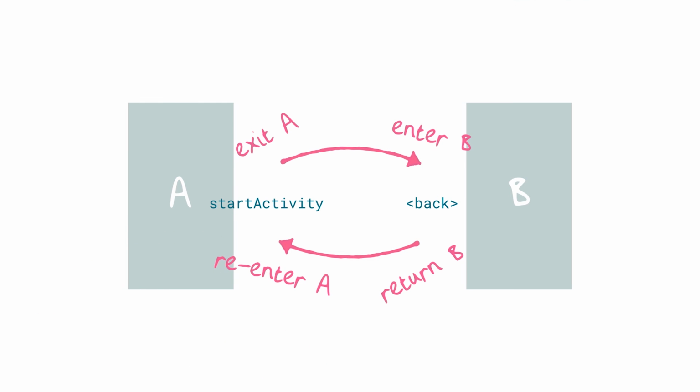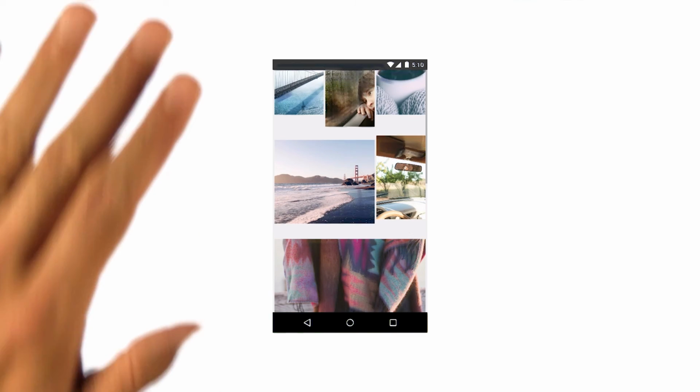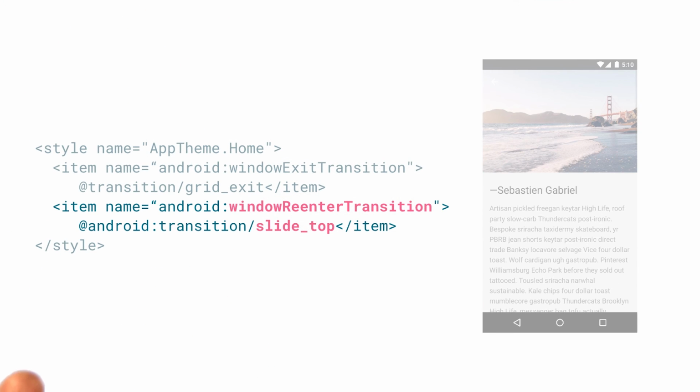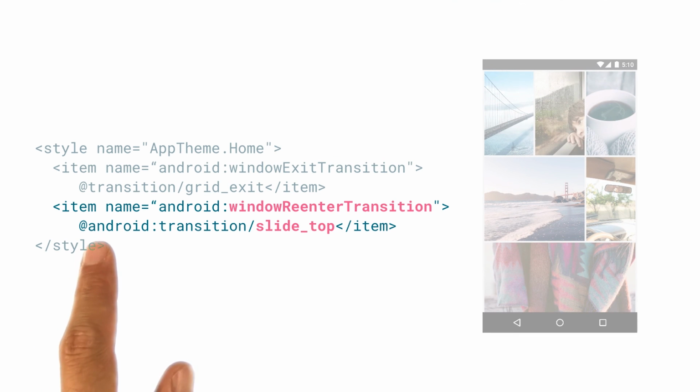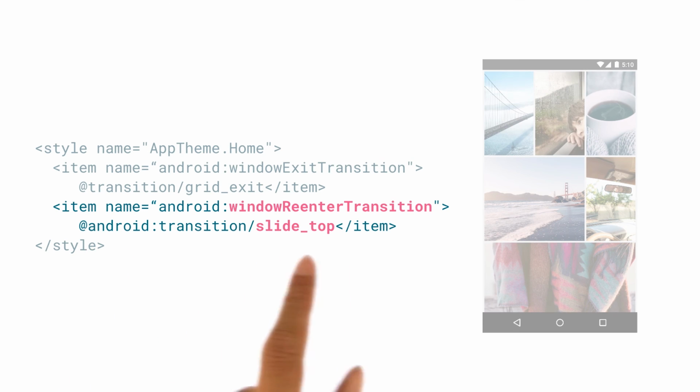Let's hook into the re-enter event to customize the behavior when returning from the details page to the grid. Let's make the items slide in from the top like this. This is as easy as simply specifying a new transition in the theme, like so. So here, the window re-enter transition, pointing to one of the default platform transitions.